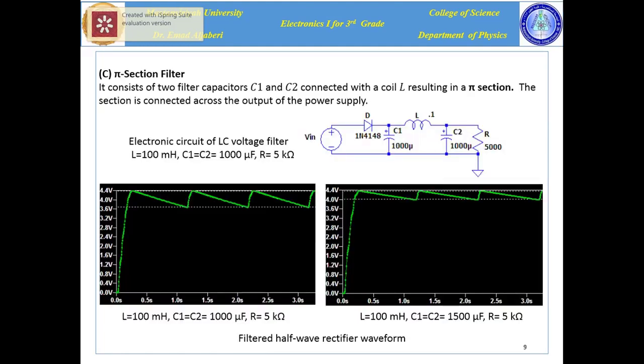The third type of voltage filter is called the pi filter. As seen in the electronic circuit here, it is similar to the pi symbol. It has two capacitors connected to a coil. The output waveforms for two different values of capacitance, 1000 microfarad and 1500 microfarad, are shown below. The ripple voltage is clearly less than in the previously studied filters due to adding an extra capacitor. Again, when the capacitance increases, the ripple voltage decreases as well.